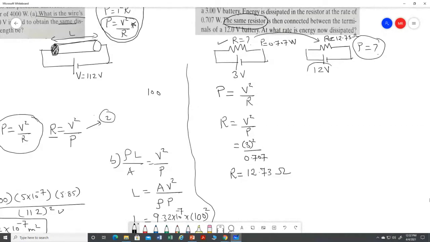Yes, correct. How much voltage are you going to apply? We are going to apply 12 volt. Previously it was 3 volt. Now we change. Again I am going to use the same formula.